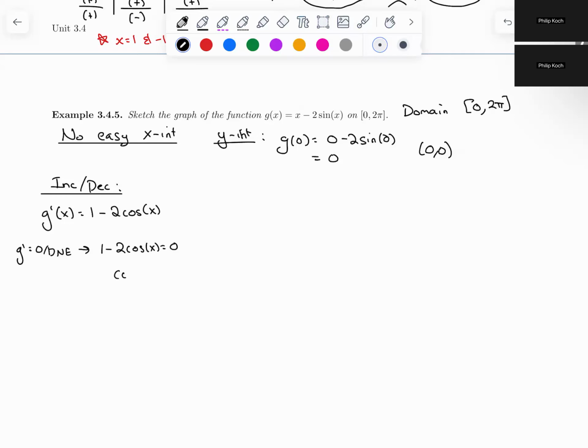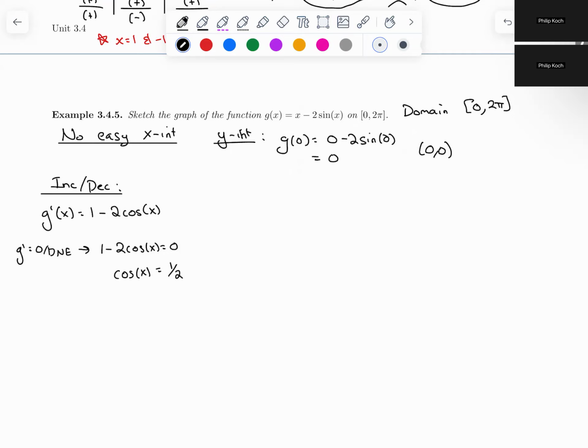And that's going to say cosine of x has to equal positive 1/2, because it's going to be negative 1 divided by negative 2, which makes it positive 1/2. And okay, got to remember our trig equations. When does cosine equal 1/2? Between 0 and 2 pi, that is.